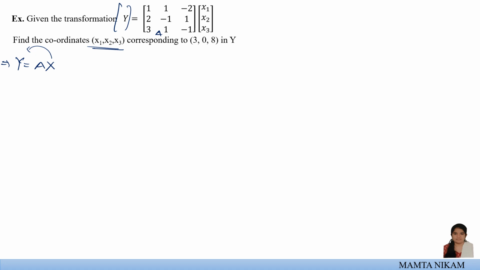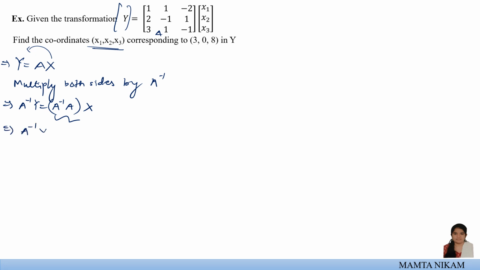Look, suppose we multiply both sides by A inverse. What will happen? It will be A inverse into y equals A inverse into A into x. A inverse into A is nothing but identity. Identity into any matrix is going to be the same matrix. So A inverse into y is equal to x.